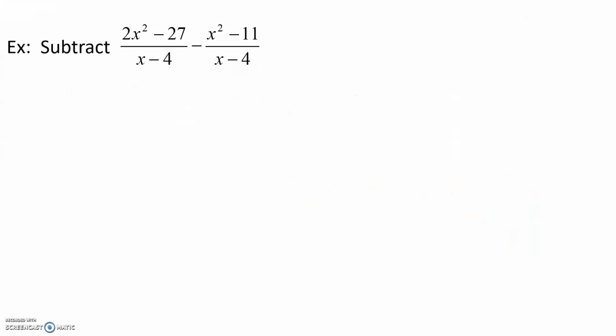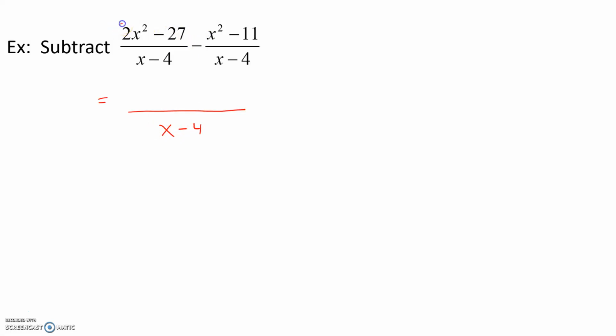Here's another example. Let's subtract 2x squared minus 27 over x minus 4 minus x squared minus 11 over x minus 4. So let's first recognize that we have a common denominator. When we have a common denominator, we keep the common denominator and we simply add or subtract the numerators.